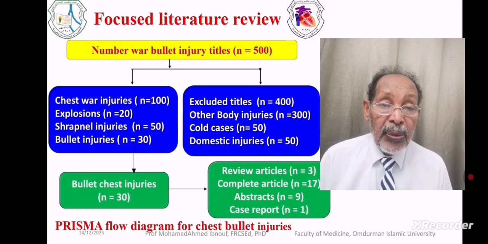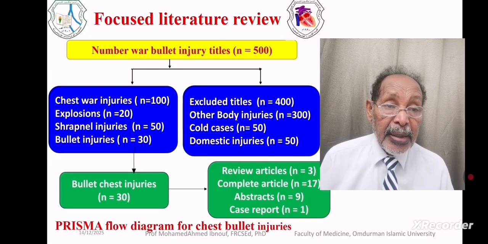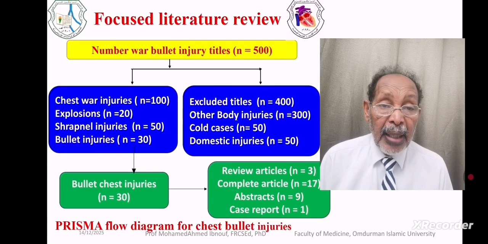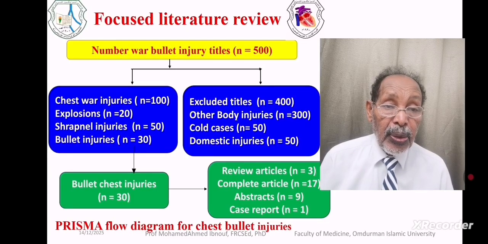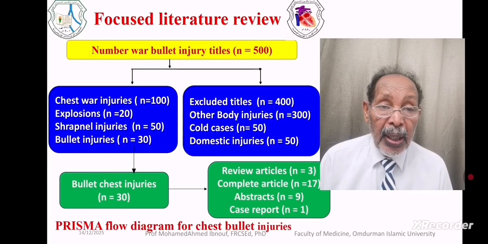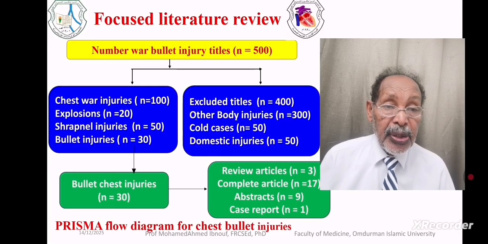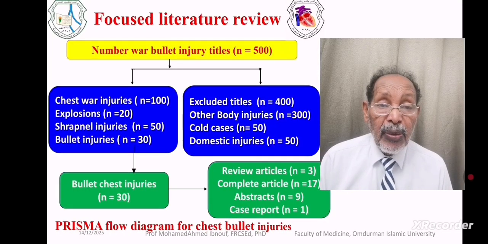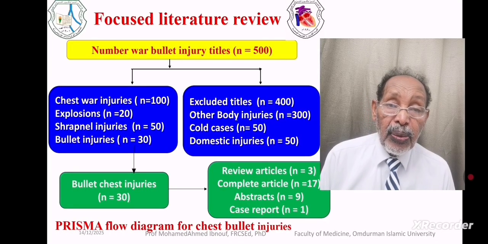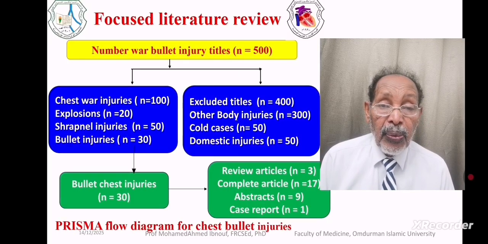Out of these, we found some other body injuries were excluded, about 300 titles. And let us say cold or chronic injuries also excluded, chronic wounds. And domestic injuries by other things other than bullets excluded, a total of 400. Will remain for us 100. And in this 100 chest injuries, we find explosions in 20. We are going to eliminate these chest injuries due to explosions.